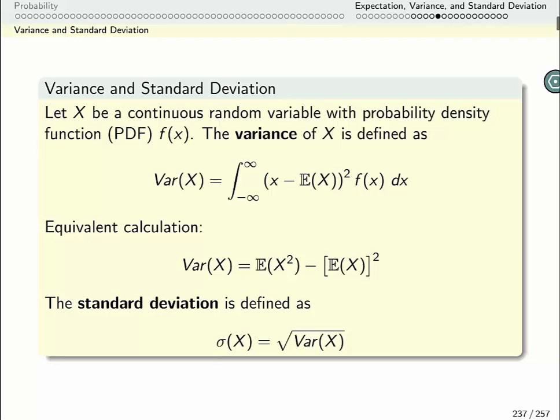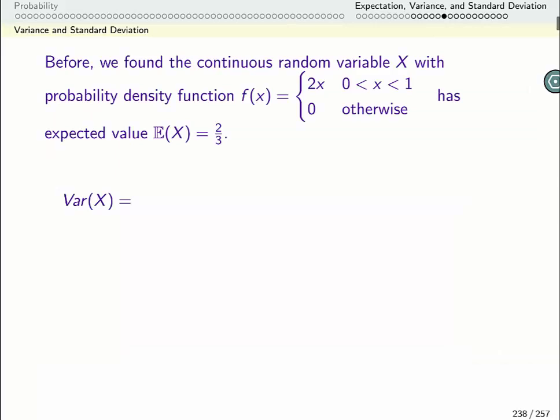Now that we have the definition of variance and standard deviation, let's use them. These definitions depend on the probability density function of our continuous random variable. This probability density function we've already dealt with. We know its expected value. Let's recall the definition of variance. It's the average distance from the average.